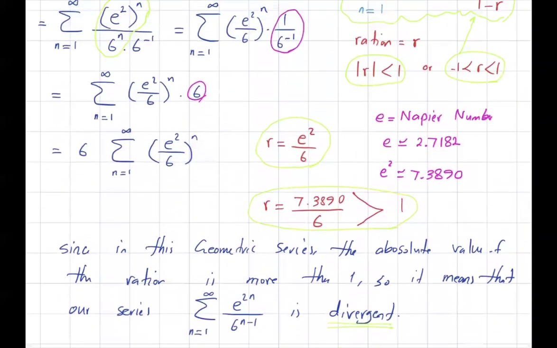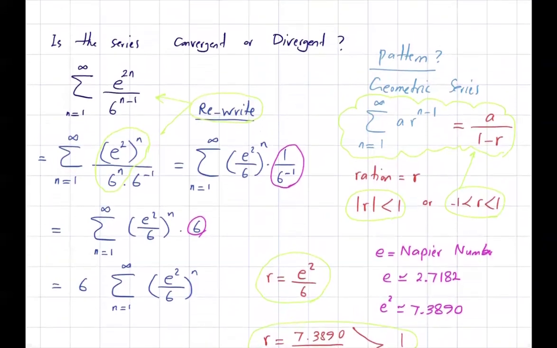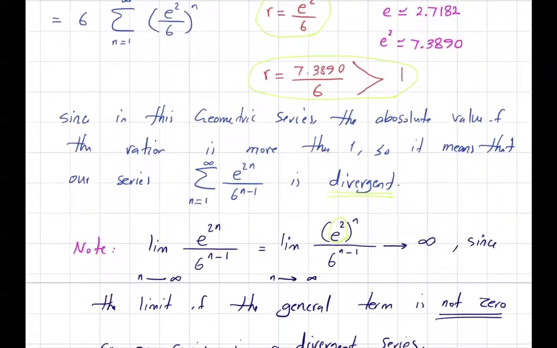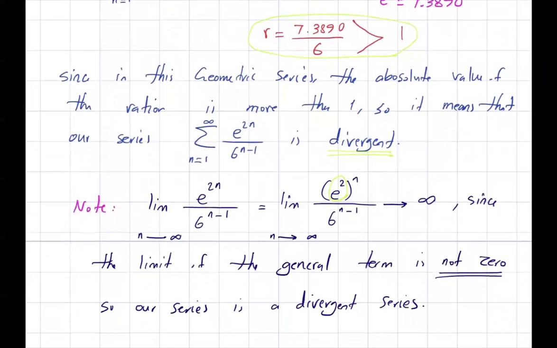Different types of questions for a series like this. If the question says recognize a pattern, you must be able to say that this is a geometric series with the ratio r, which is e squared divided by 6. If the question says is it convergent or divergent, you can also take the limit of the general term and say that since the limit of the general term is not 0, the series is a divergent series in nature.